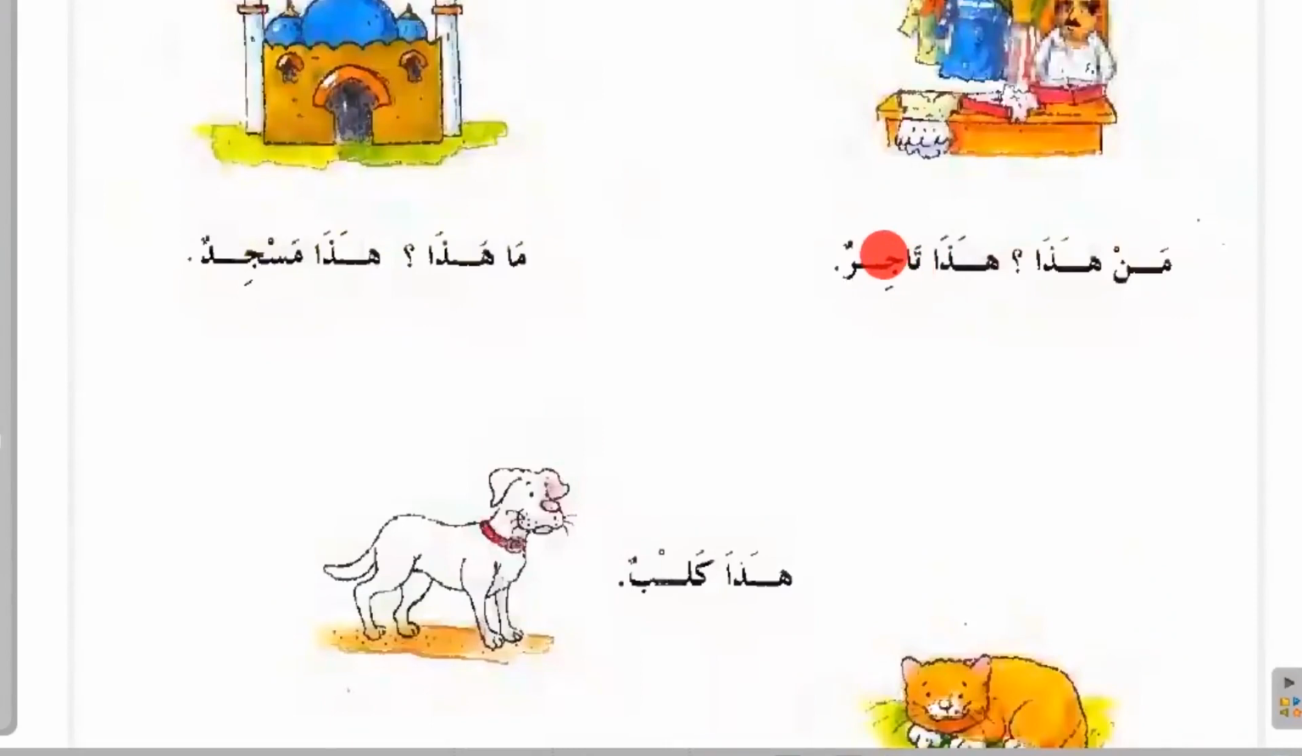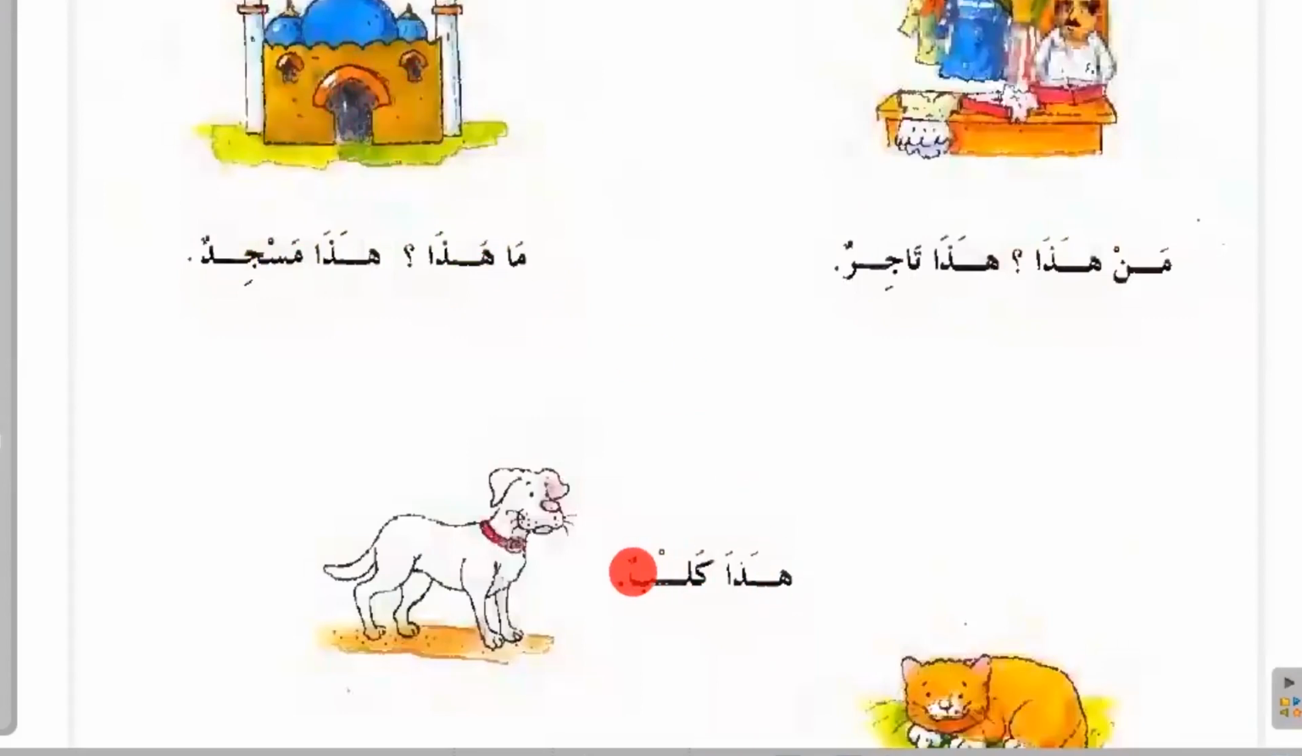So a similar thing is here. Tajirun, from that word, you get tajirun, a trader, someone who deals with businesses. He is called a tajirun. So haza tajirun, this is a businessman, or a merchant, or a trader. Okay. So ma haza, what is this? Haza masjidun. This is a masjid.